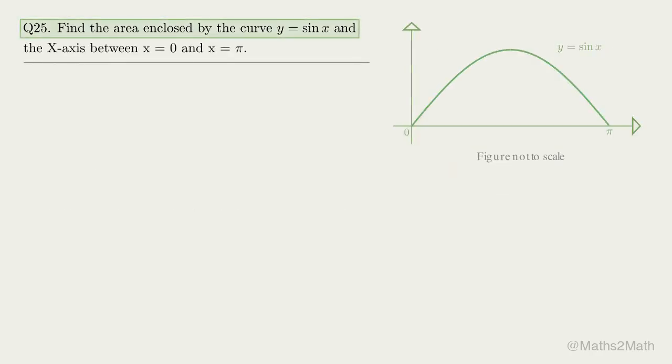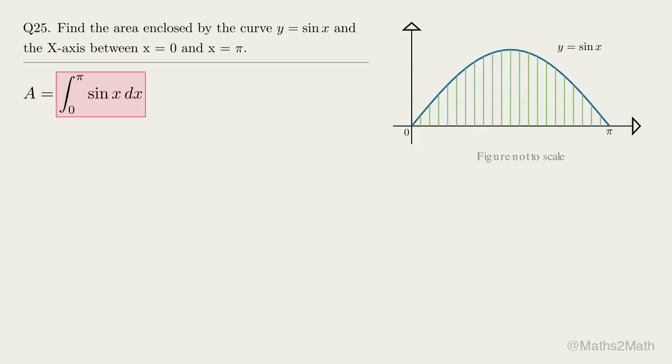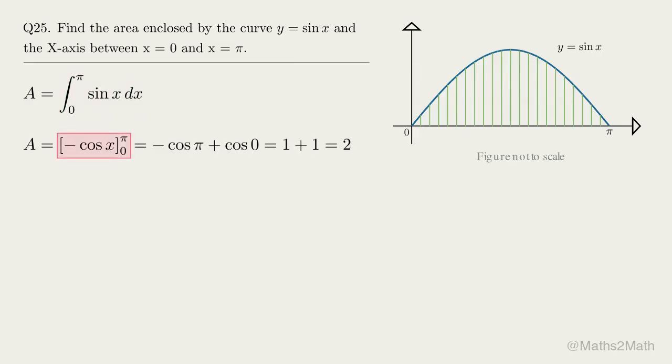Question 25. Find the area enclosed by y equals sine x and the x-axis from 0 to pi. What does this mean? The area of one full hump of the sine curve. The area is the integral of sine x from 0 to pi. The antiderivative of sine is minus cosine. Minus cosine pi plus cosine 0, which is 1 plus 1. Hence, the enclosed area is 2 square units.